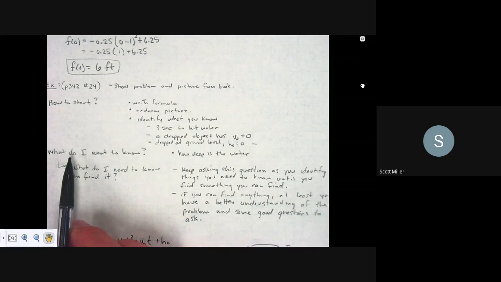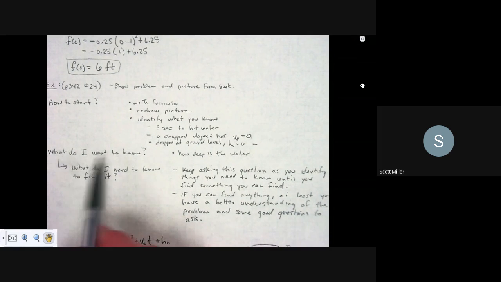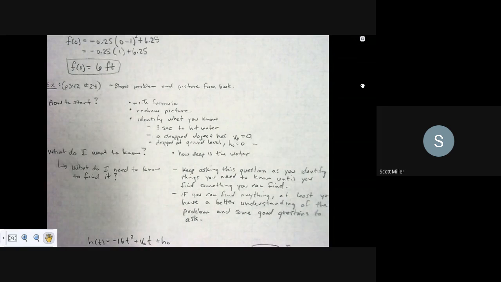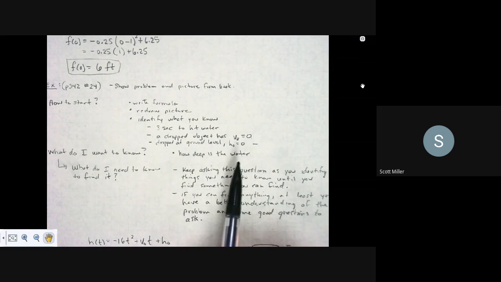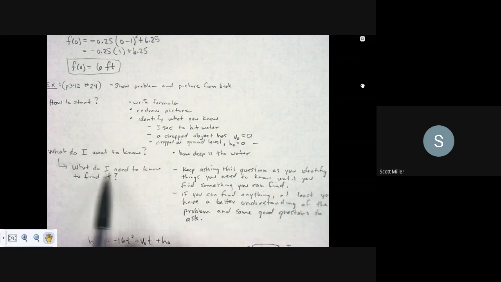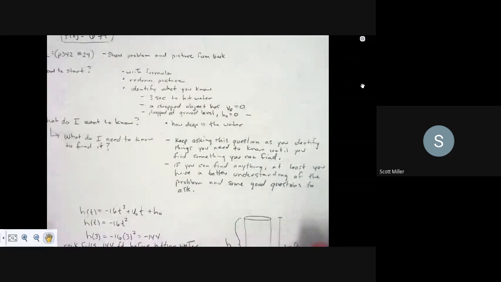Some other questions you ask yourself. What do I want to know? If you don't know what you want to know, then you don't know where you're going. I need to know how deep the water is. What do I need to know to find it? These are the questions you always ask yourself.